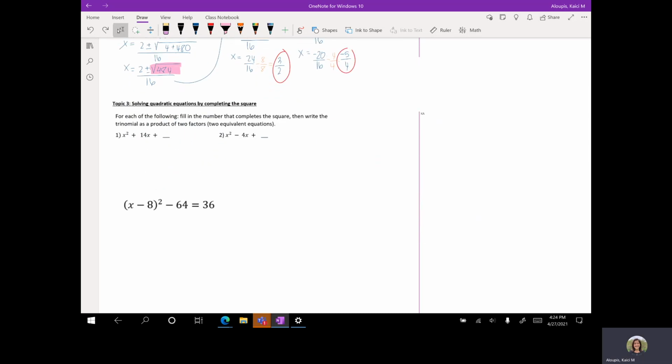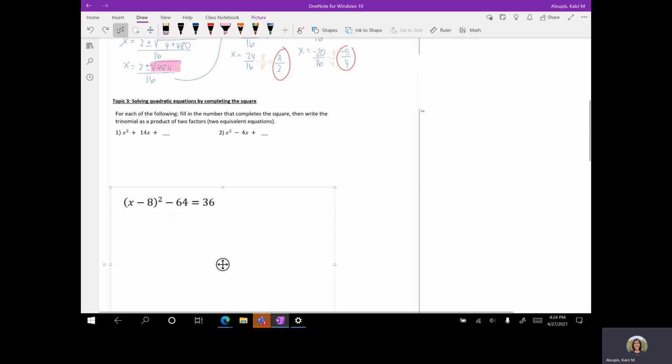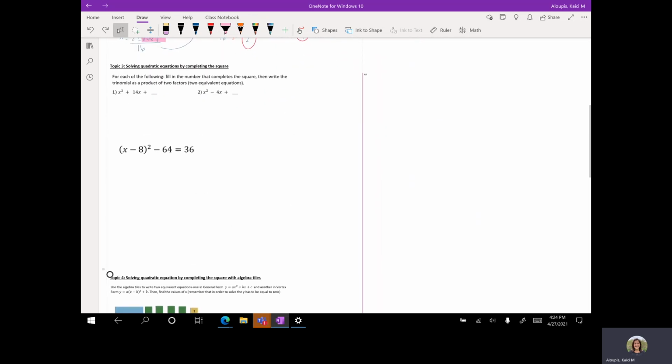All right, next bit, solving quadratic equations by completing the square. So I have a few problems for us to practice here. I think I'm going to need more room. I already can tell. How can I move this down?